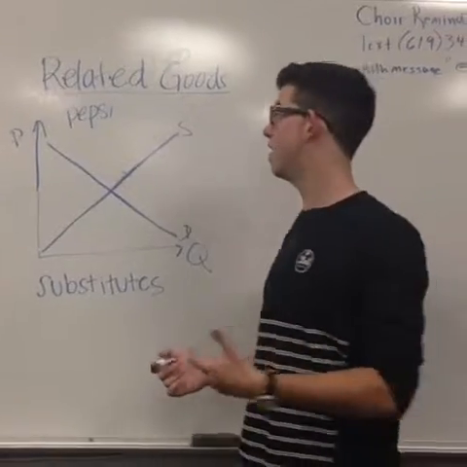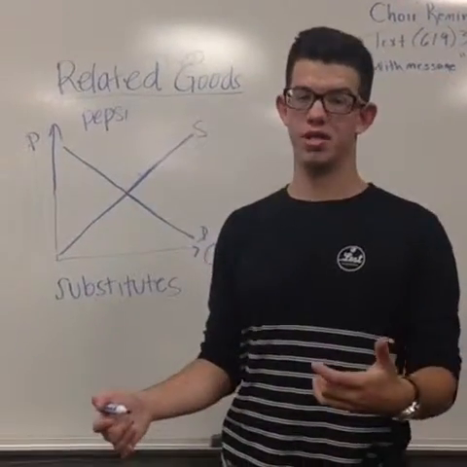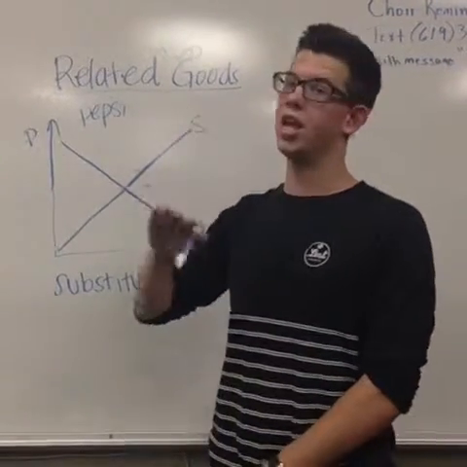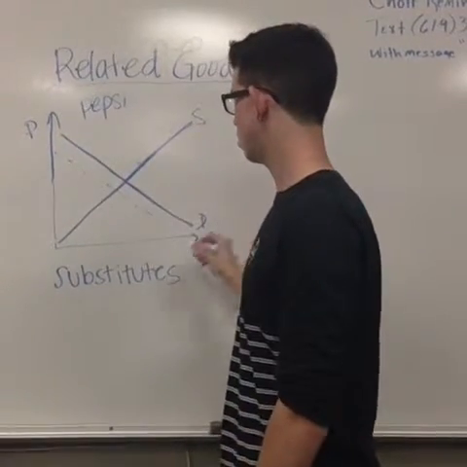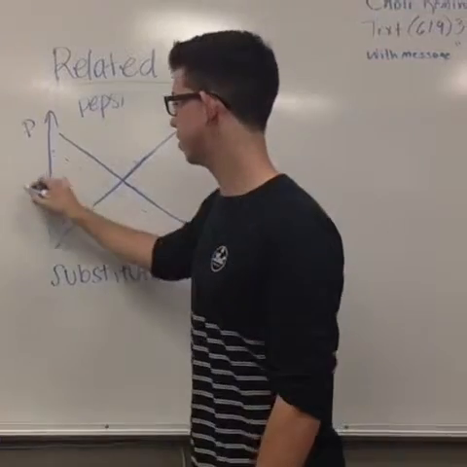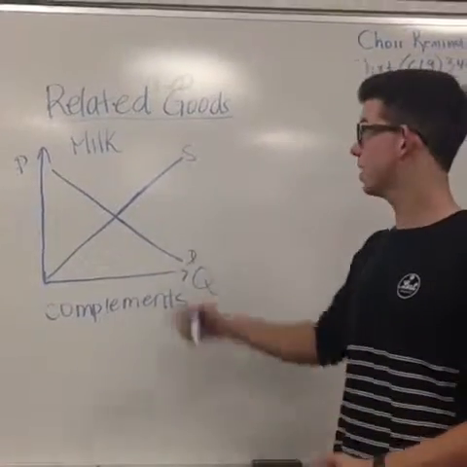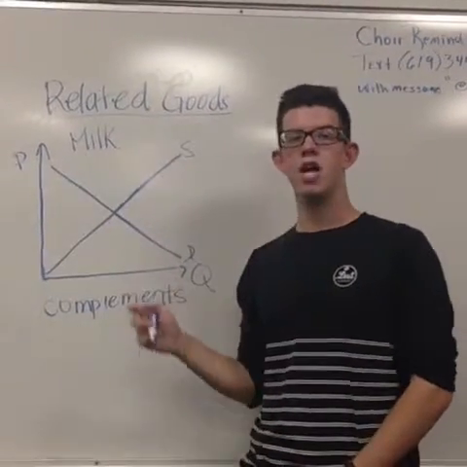Alright, similar concept. Let's say Coke decides to lower their prices. That means people are going to want to buy Coke and not Pepsi anymore. So the demand for Pepsi is going to decrease, which is going to cause a decrease in quantity and a decrease in price. Alright, another important aspect of related goods that's going to affect the demand curve, complements.